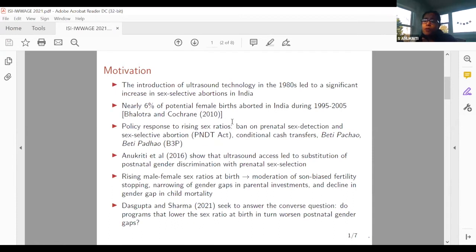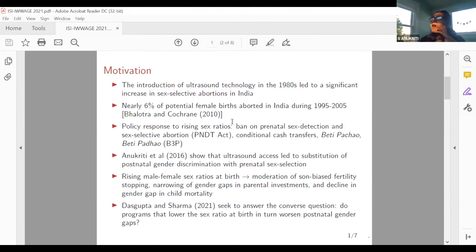So the response from policymakers has been broadly of three kinds. One is bans on prenatal sex determination as well as sex selective abortions, which is what the paper today focuses on. There have been conditional cash transfers. I have a paper on that where the government is trying to incentivize parents to have more daughters. And thirdly, you have programs which are mixed, for instance, the Beti Bachao Beti Padhao program, which Aparajita mentioned, which has a combination of things where they try to change the norms as well as improve enforcement of existing laws.